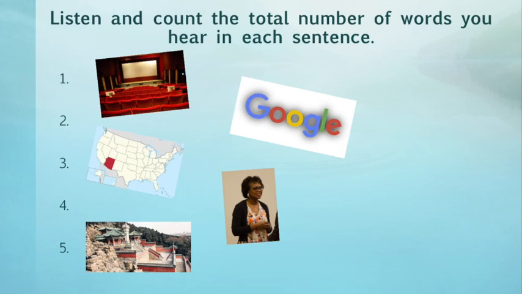So to help you hear the weak forms of these prepositions, I'm going to say five sentences. Listen and count the total number of words you hear in each sentence. Pause the video if you need to number a paper or document 1 through 5. I'll say each sentence 3 times, fast, then slower, then fast. Here we go. Number 1.